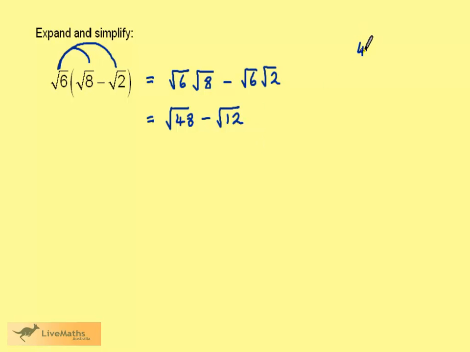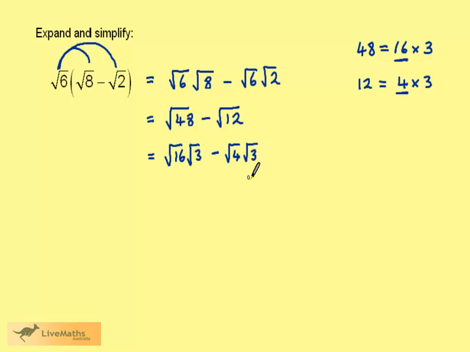Now consider root 48. 48 is equal to 16 times 3, so we have a square number as a factor. 12 is 4 times 3, so we have a square number as a factor. So root 48 is root 16, root 3, and root 12 is root 4, root 3.